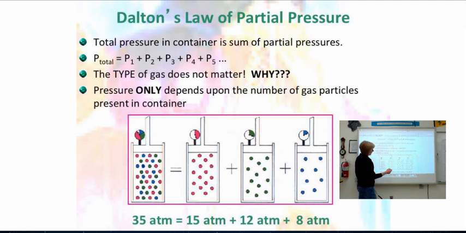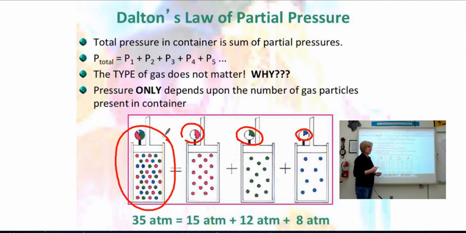The example I show here, I have a blue gas, and you can see there's not many gas particles present. It doesn't have a very large pressure. The green gas has more gas particles present. It has a little bit higher pressure. The red gas has the most particles. The pressure is the highest. If I put them all into the same size container, the pressures are additive. The total pressure is equal to the pressures of each individual gas added up.